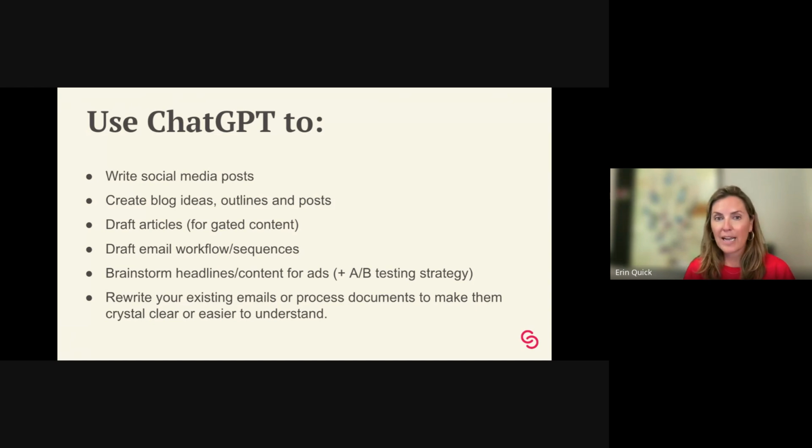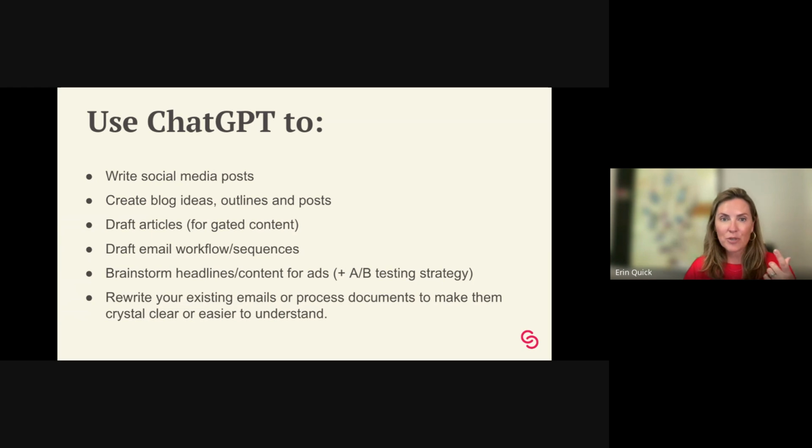It can create blog ideas, just ideas. If you're like, what should be our content calendar for the month? Use ChatGPT to create the blog ideas. It can get outlines. It can even write the post for you, and then again have a human go in and edit. Draft articles for that gated content on your website that we're talking about. Draft those email workflows and sequences. It can write that for you in a matter of seconds.